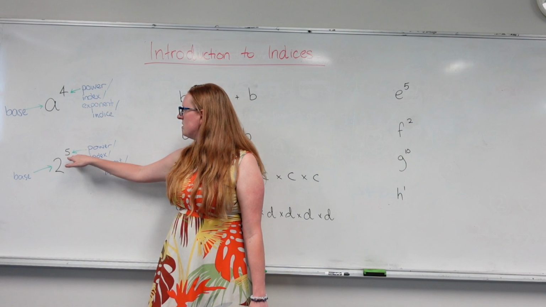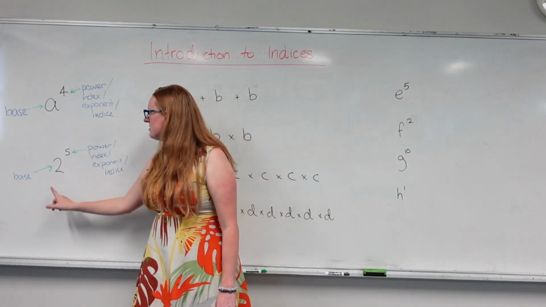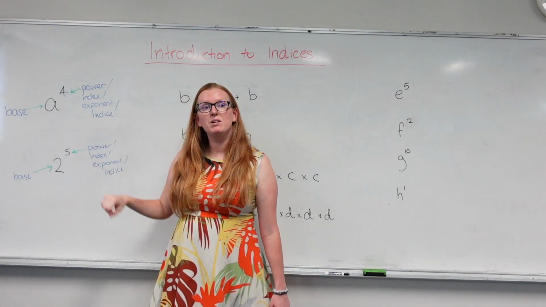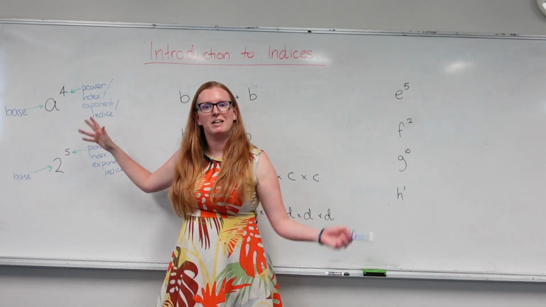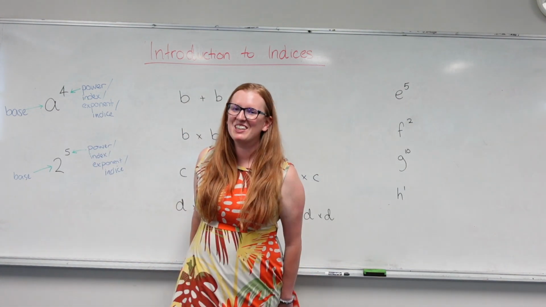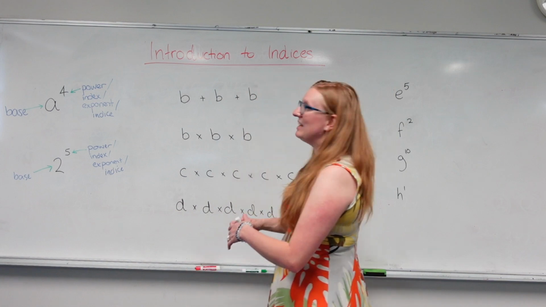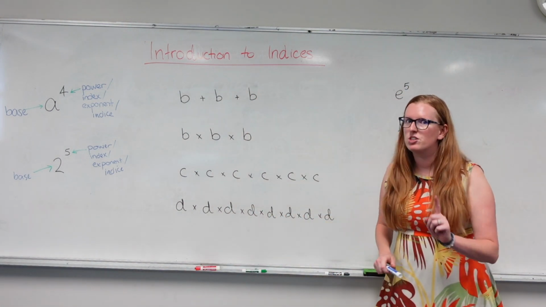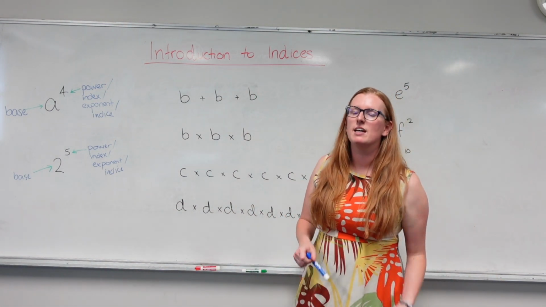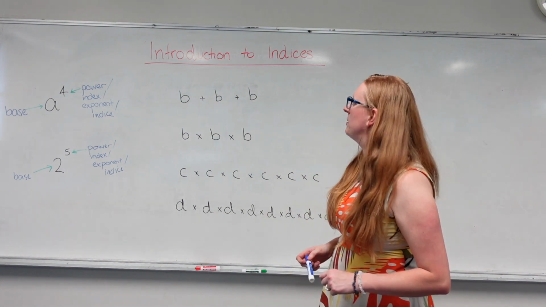So here I've got 2 to the power of 5. So 2 is my base, 5 is my power or my index or my exponent or my indice, whatever other word you can come up with. Yeah, cool. Let's actually look at it in action though. It's not just a bunch of random unnecessary words. It has a purpose, a very useful purpose.